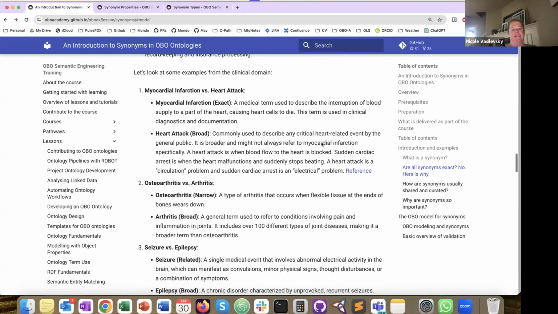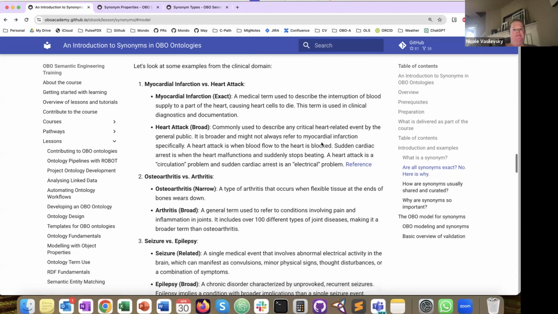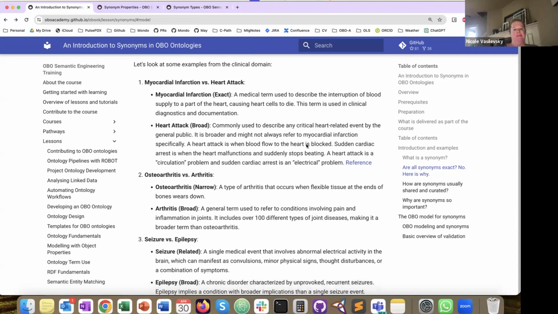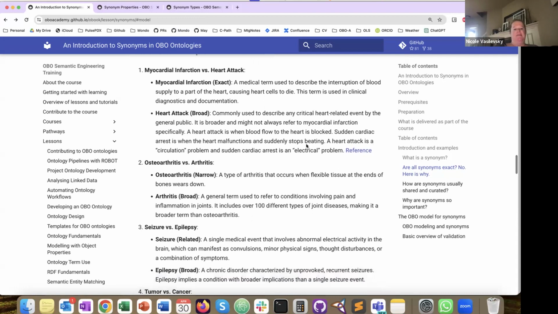And sometimes in our cases, as bioinformatics scientists, we may be leveraging some of the terminology that comes out of medical records for our analyses and research. So again, here are some examples from the clinical domain of some different synonyms.